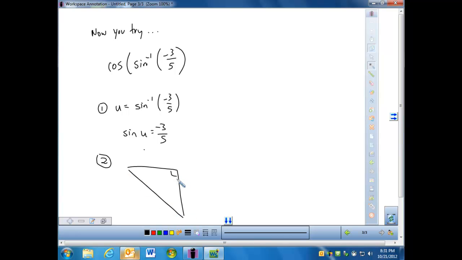Now you notice I'm putting it down in the fourth quadrant. Remember from our discussion in class today, the inverse sine is defined from negative pi over 2 to pi over 2. So down there I've got a triangle that has negative 3 for its opposite side, 5 for the hypotenuse. In order for me now to find the cosine of angle u, I'm going to have to find the adjacent side.